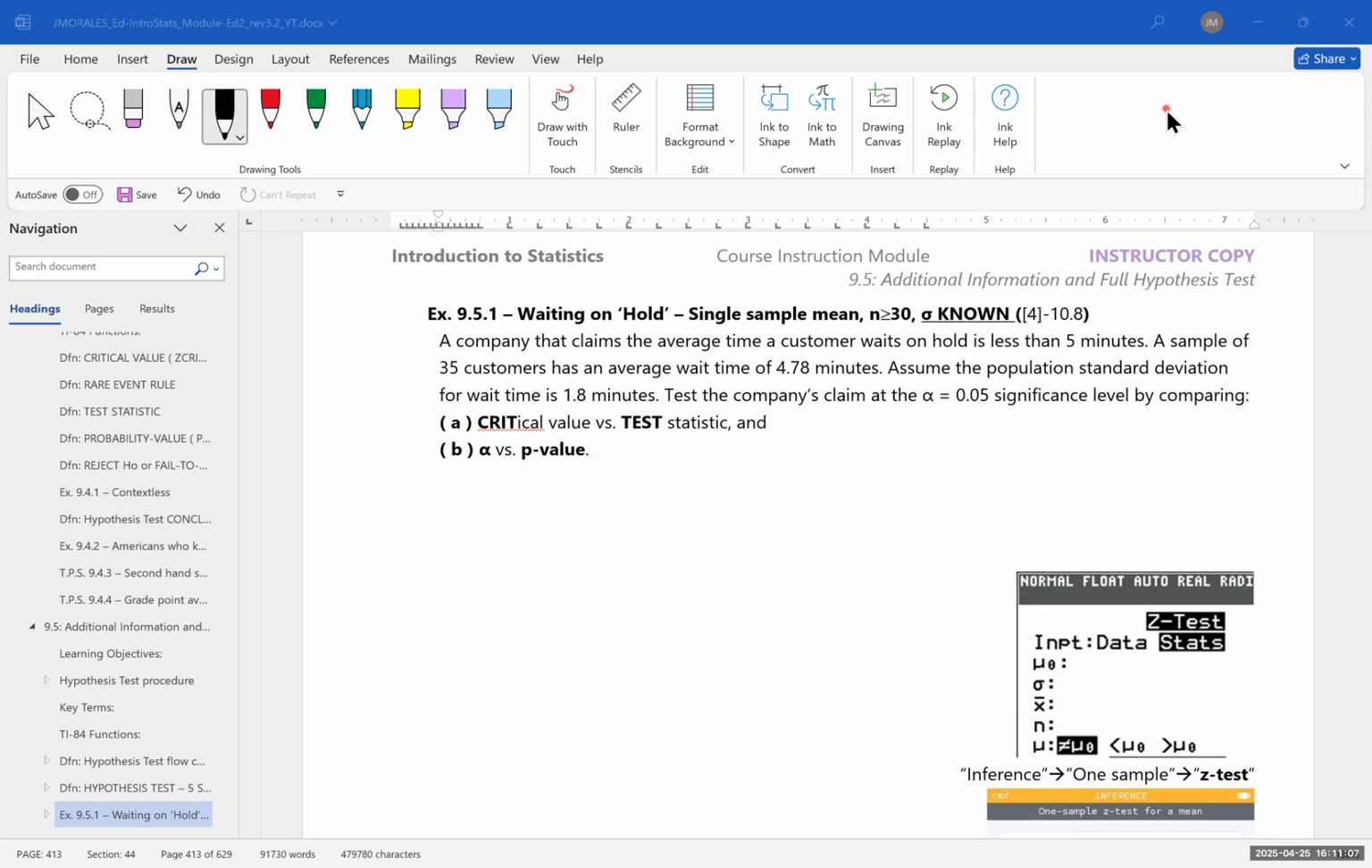So a company that claims the average time a customer waits on hold is less than 5 minutes. A sample of 35 customers has an average wait time of 4.78 minutes. Assume the population standard deviation for wait time is 1.8 minutes. Test the company's claim at a significance level of 0.05 by comparing the critical value versus the test statistic and the significance level versus the p-value.